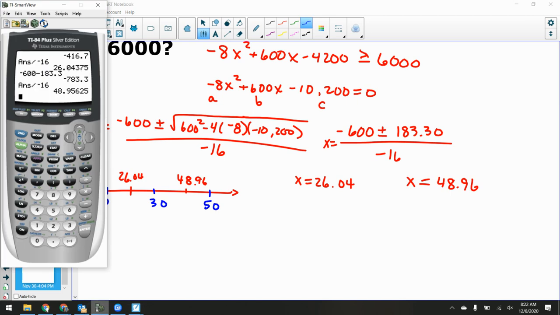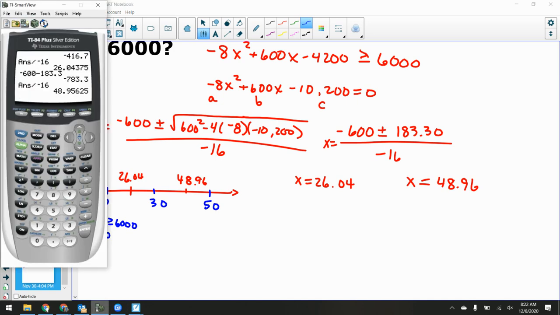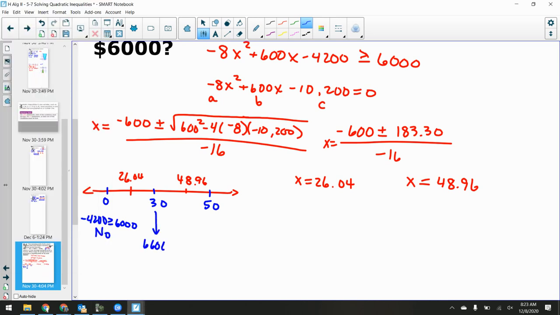Okay, so all I need to do is just run the numbers here. I go to 0, and this would be negative 4,200 is greater than or equal to 6,000. Well, that's not true. That's obviously not true. Let's run 30. Negative 8 times 30 squared minus 600 times 30 minus 4,200. Something is wrong. Oh, I forgot, that's a plus in there. I did a minus. Plus. That's more like it. 6,600. 6,600 is greater than or equal to 6,000, which is a yes.